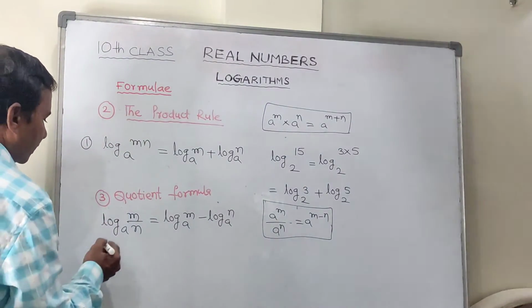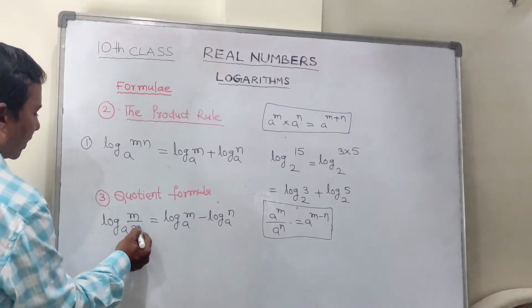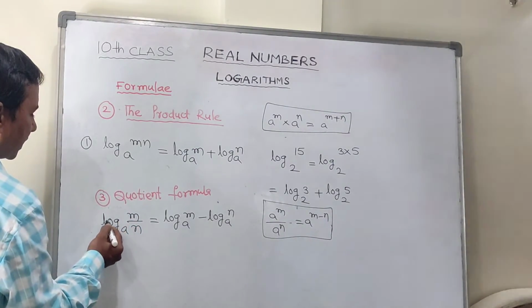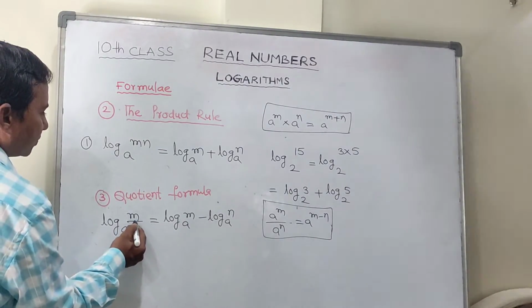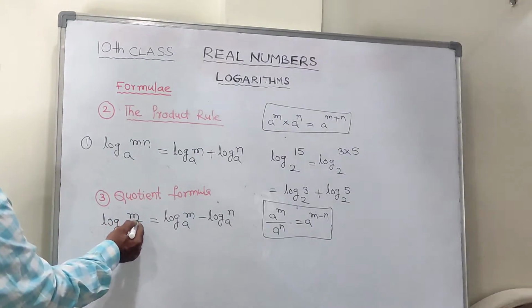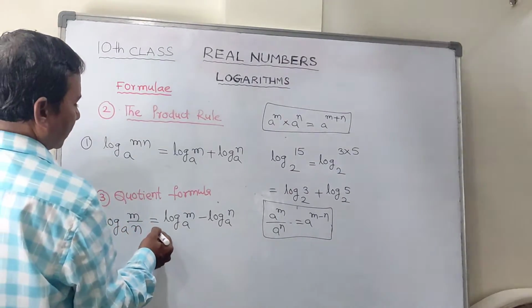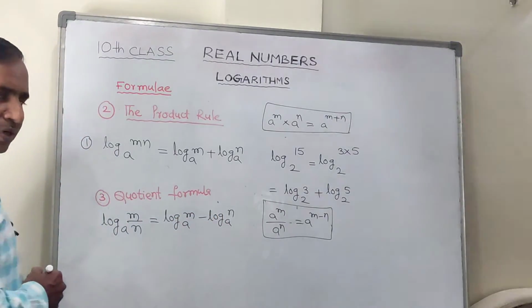So, based on this, for the logarithm of a division, log m by n to the base a, how to write it? Log m to the base a, and division becomes a minus sign. So the logarithm of a division will be equal to the subtraction of the logarithms of the individual terms.